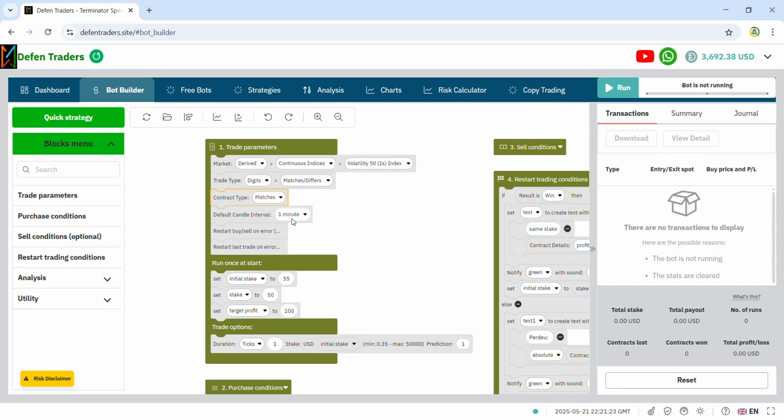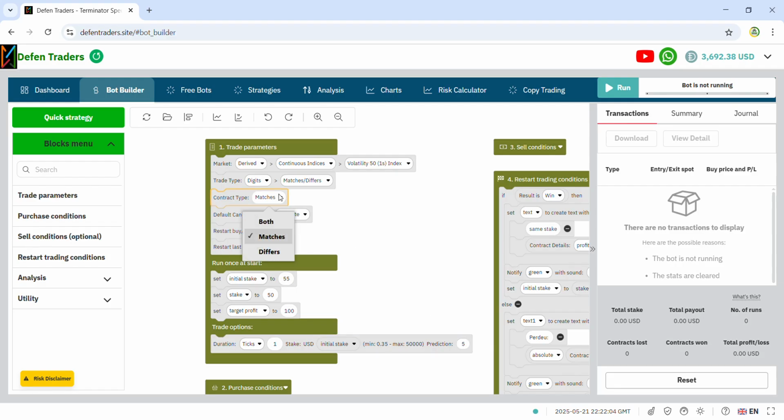Good. If it is matches, there is another part that you must always be careful with: which digit do you predict for that matches? You bring your eyes downwards here, you can see prediction. So you make a decision: I want to trade matches 5. You need the exit digit to be the same as 5 for you to say you have made a profit. Always make sure that whatever you have analyzed on the analysis part is what you transfer here. Be careful with that.